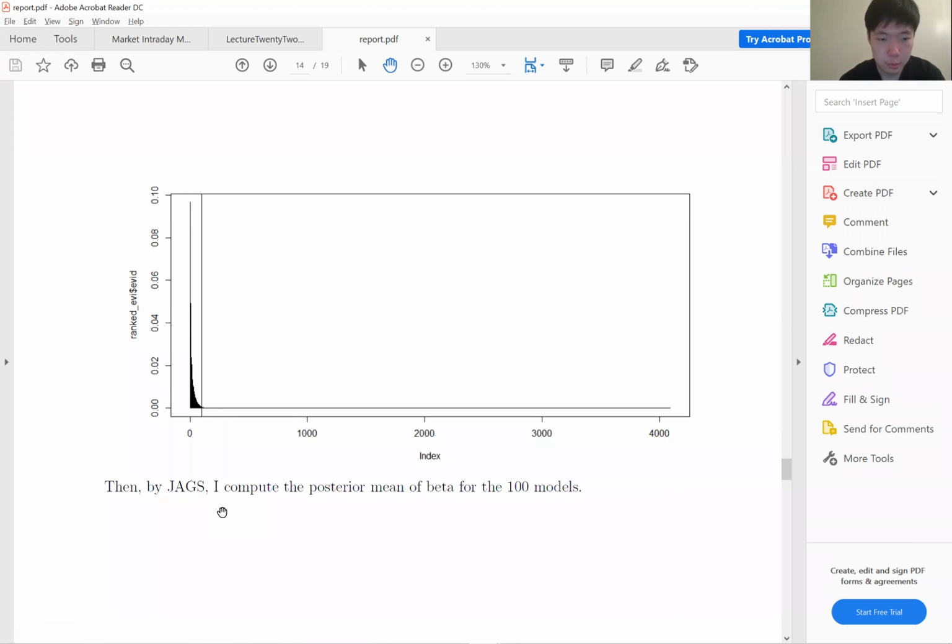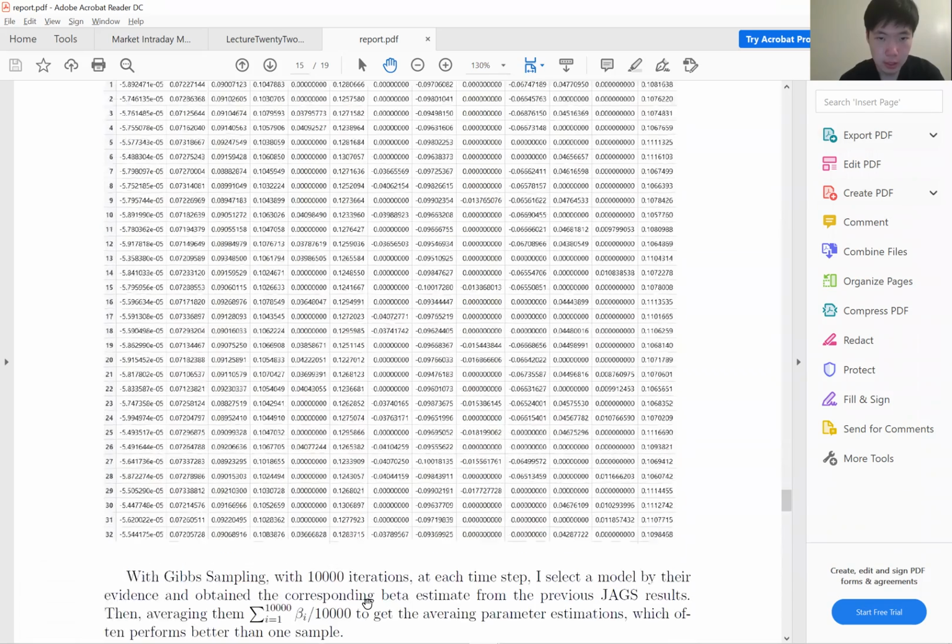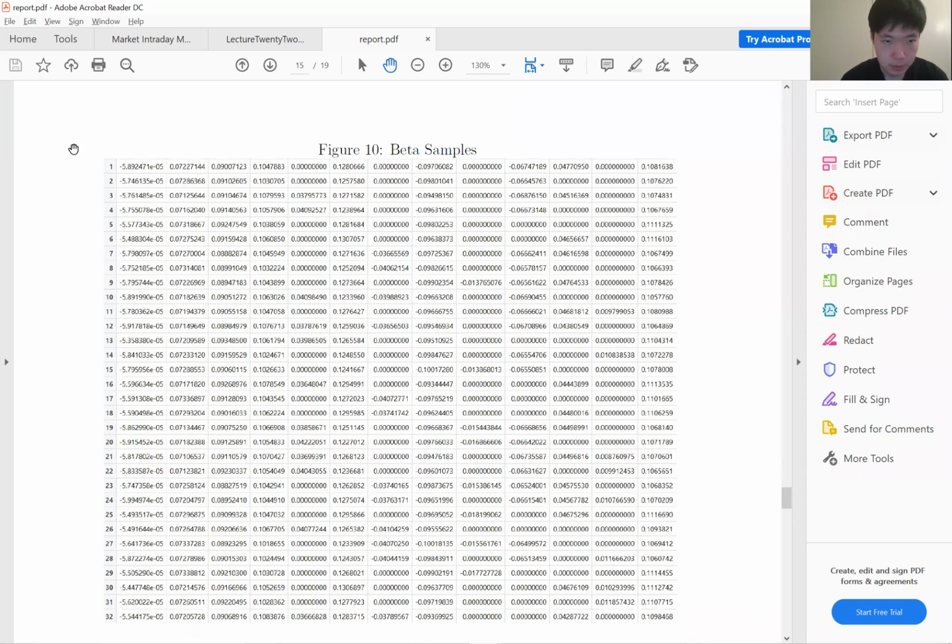To perform this, I also use JAX, and I compute the posterior mean for beta for each of these 100 models, and store them as a matrix. Then with Gibbs sampling with 10,000 iterations, at each time step, I select a model by their evidence and obtain the corresponding beta estimated from the previous JAX model, right? So if the evidence is big, then it's more likely to be selected, and if the evidence is small, then it's less likely to be selected. So these are the given samples.